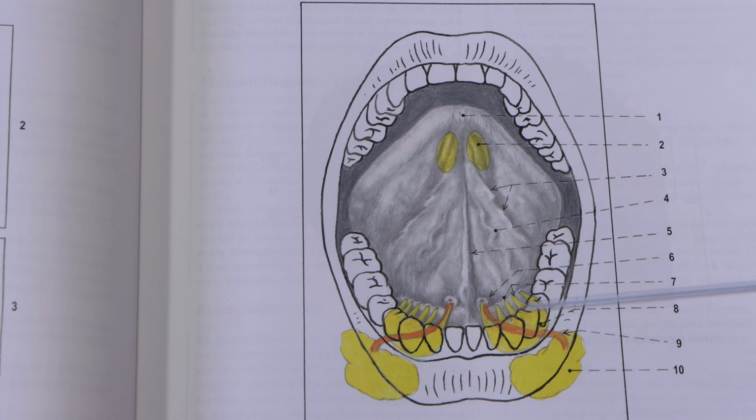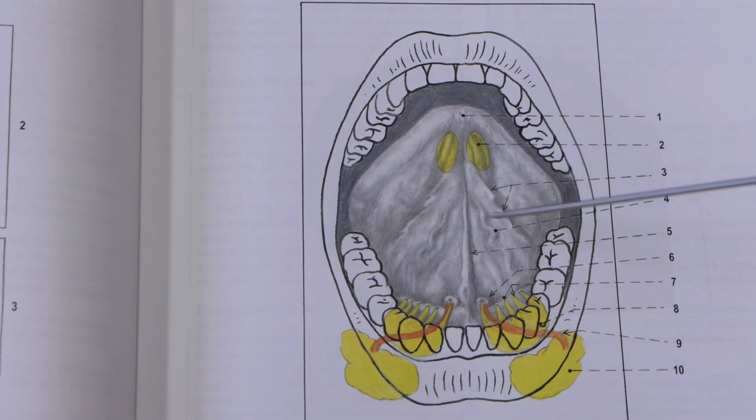For your information, we have another frenulum in the superior lip and the inferior lip. This is called the labial frenulum. Don't confuse it with the lingual frenulum. The labial frenulum connects the upper lip and the lower lip to the vestibular part of the gingiva. So here at the midline is the lingual frenulum.